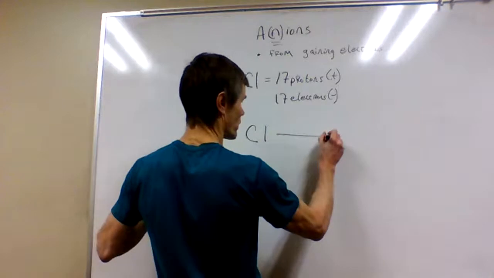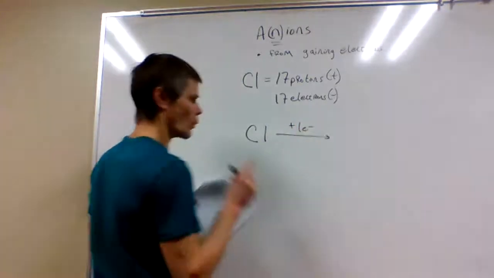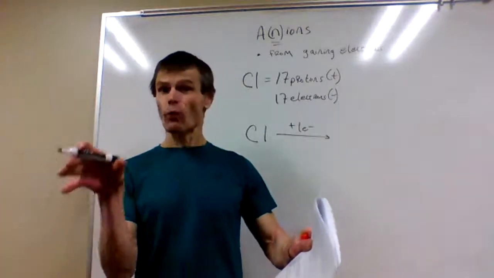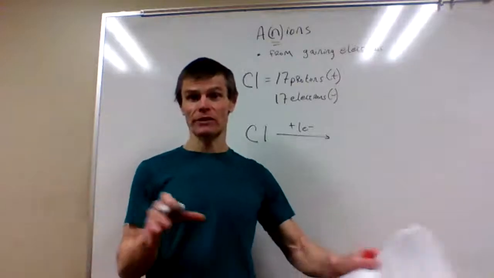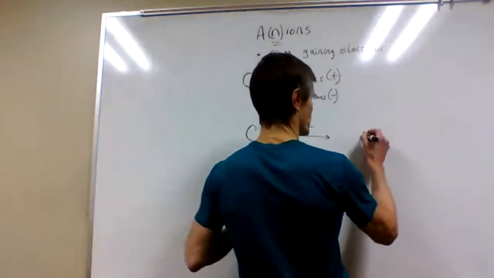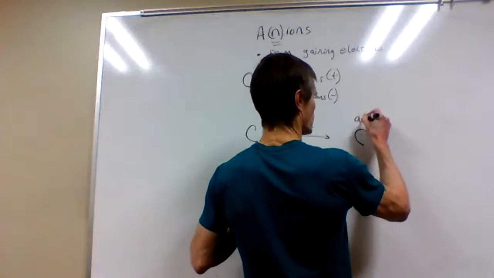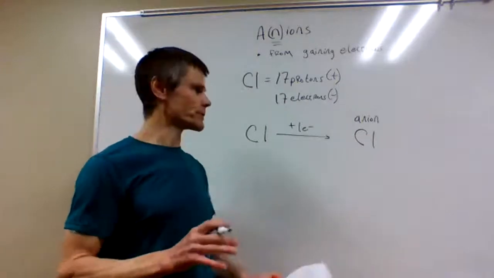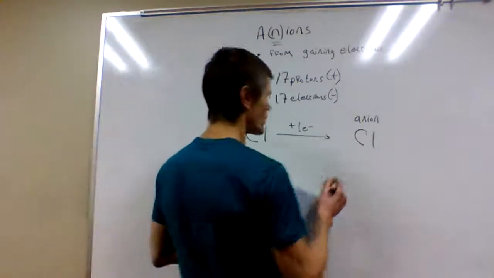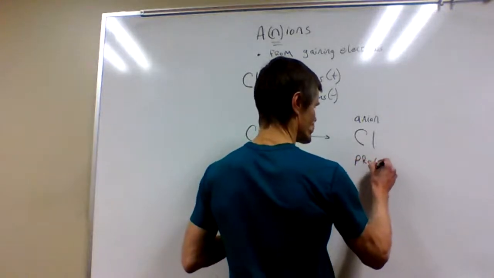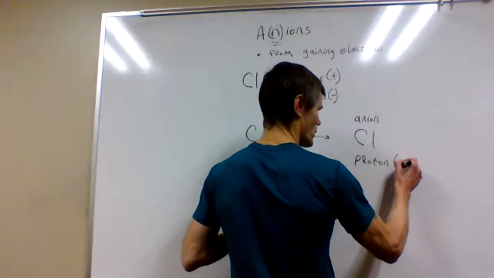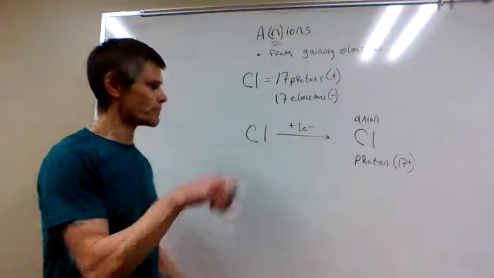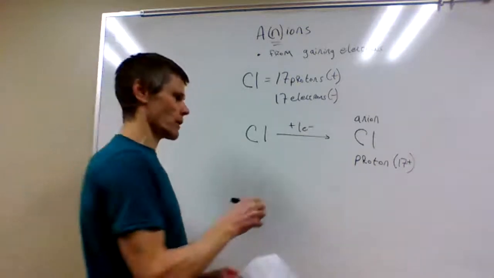Chlorine can gain 1 electron, and now there's going to be an unequal distribution of positive and negative charge. We're going to have 1 more electron in comparison to the number of protons. And we're going to end up with what we call the chloride anion. So this is important. Let's do an account. It's derived from chlorine, so there are still 17 units of positive charge, 17 protons in its nucleus. But now it's gained 1 additional electron.